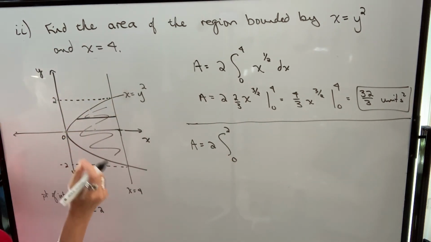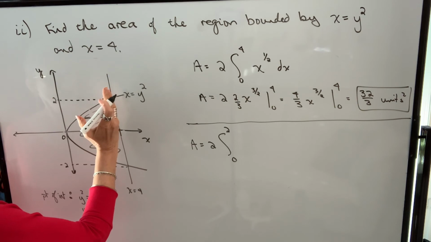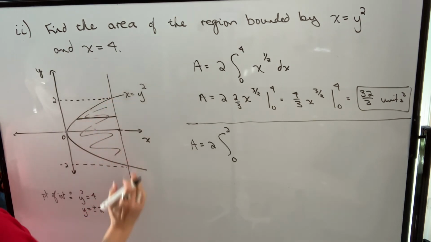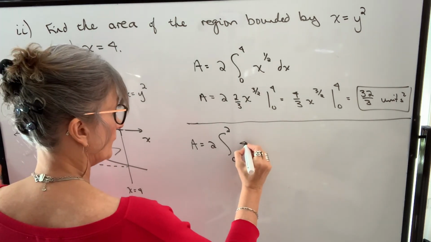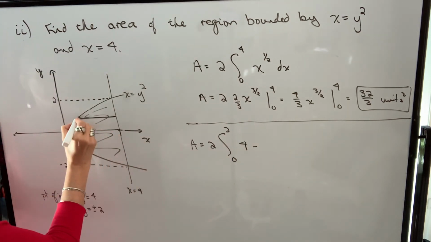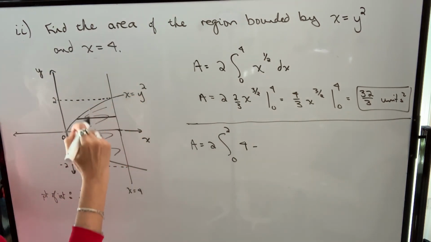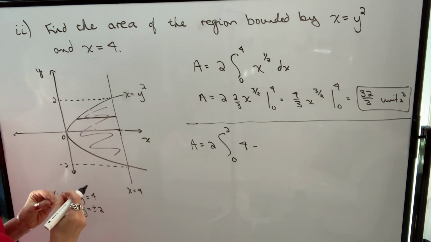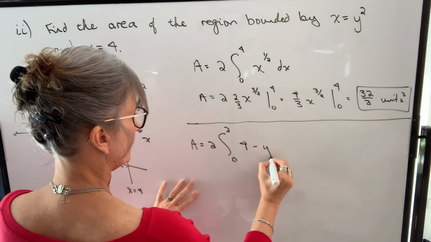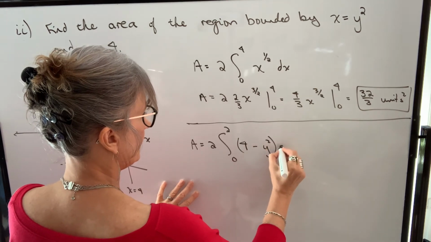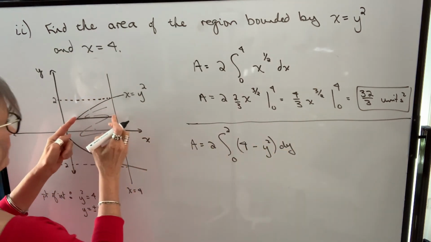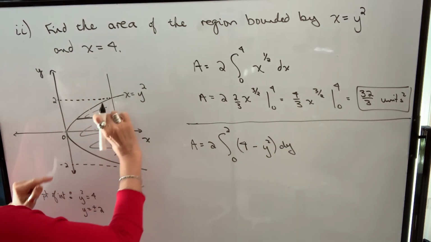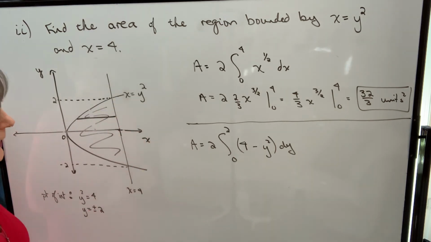And because I'm doing everything in terms of y, I'm going to take f of y, or the right curve, which is 4, minus the left curve, which is y squared. Remember, it has to be in terms of y. When you're using horizontal rectangles, everything has to be in terms of y. dy. So my length is 4 minus y squared, and my width is dy.